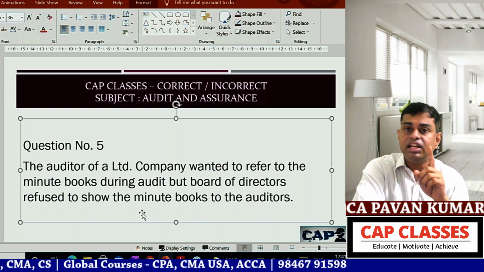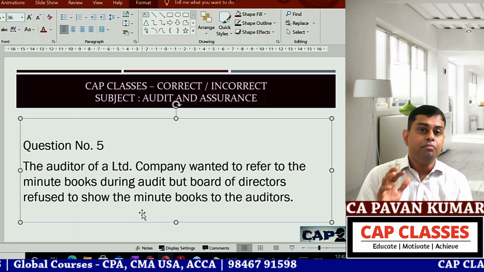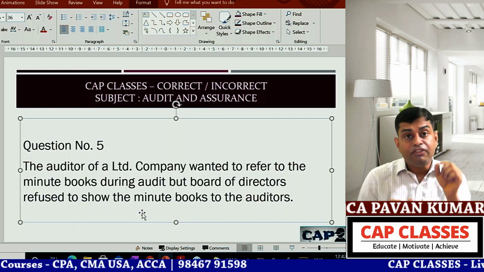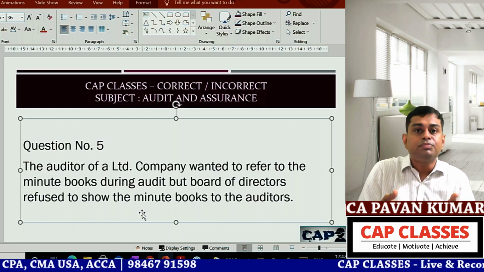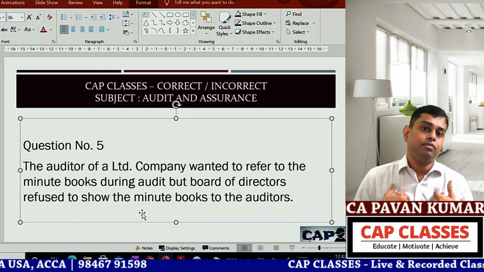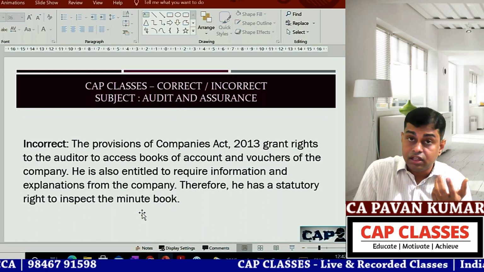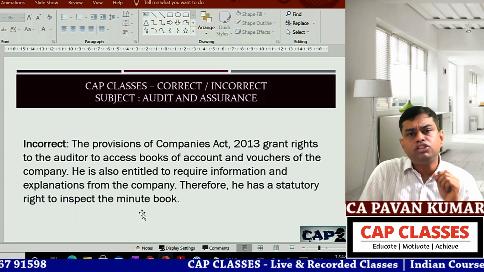Only one restriction is, if I am auditor of the company, I cannot go and sit in a board of directors meeting because they might be discussing so many confidential things. But finally, whatever decisions they make, they will minute. Once the resolution is passed, the company secretary will write it in the minutes. That minutes book I can verify. That's all. So the given statement is incorrect. Auditor can verify the minutes of both general body meetings and board meetings.